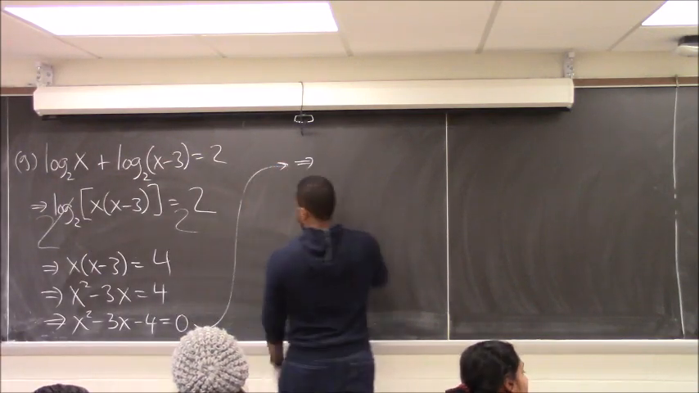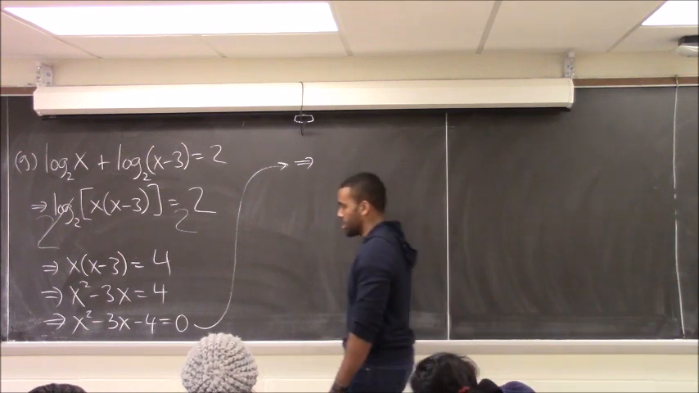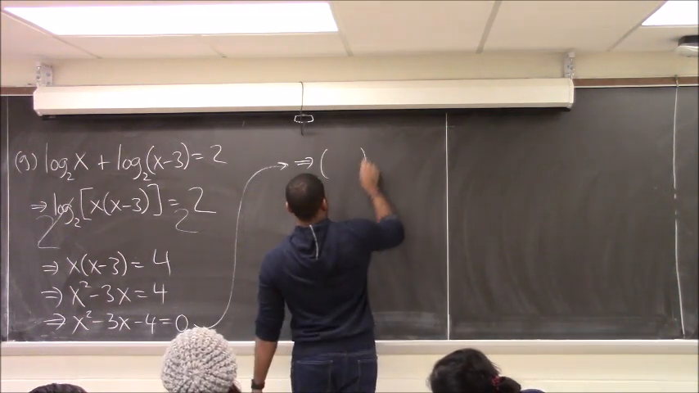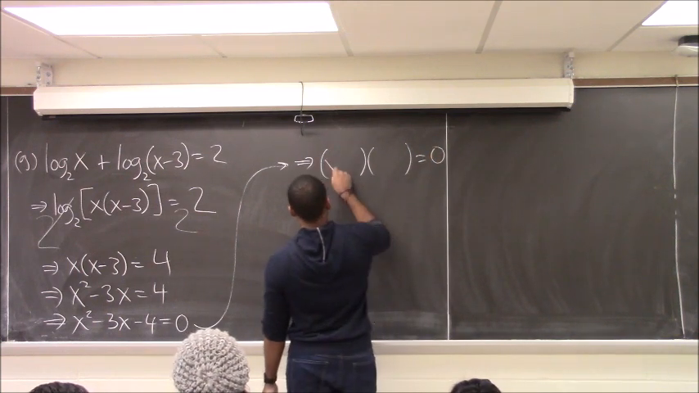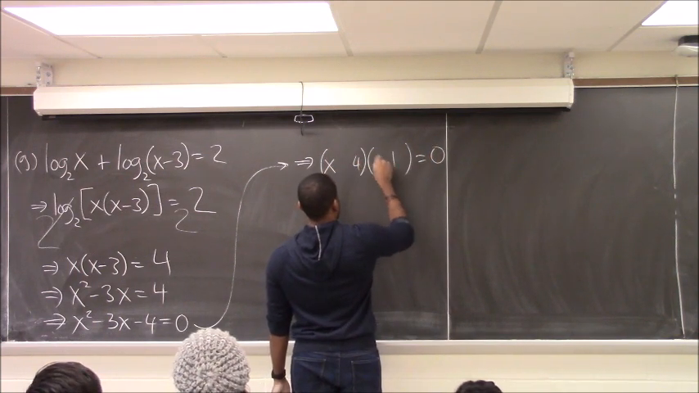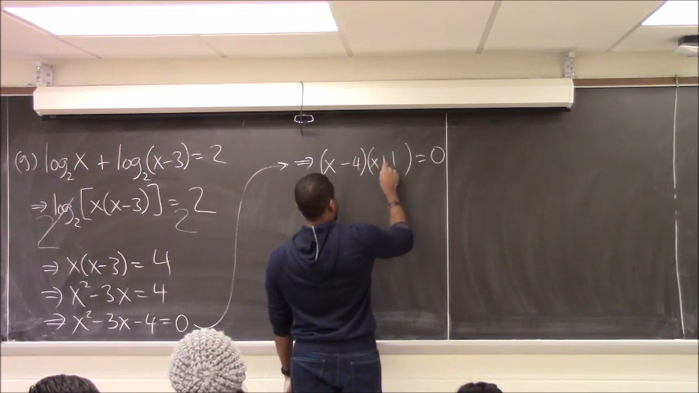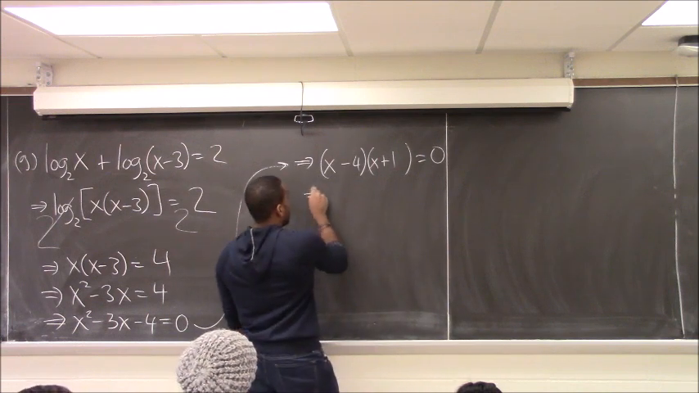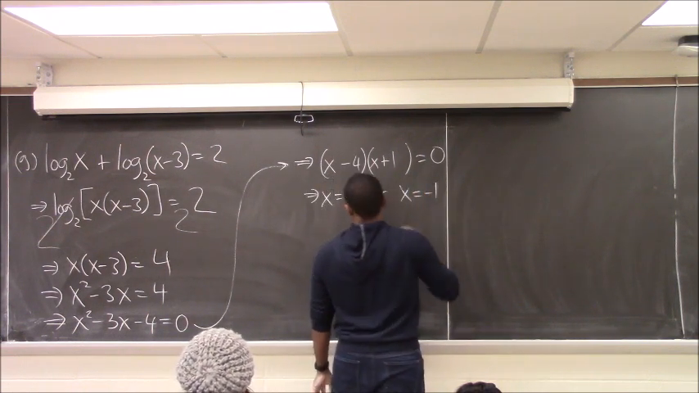So if it's not a linear equation, that is a general strategy. Bring everything to one side, set it equal to 0, factor, and solve for x. Set each factor equal to 0. Does this actually factor? Yeah. 4 and 1. Minus 4 and plus 1. Seems to work. So this means our x is either 4 or our x equals minus 1.